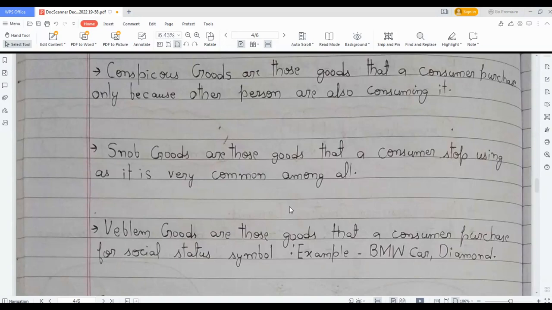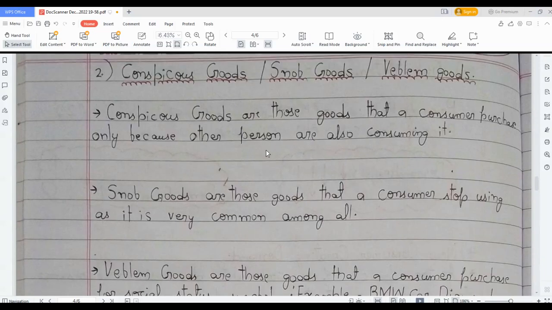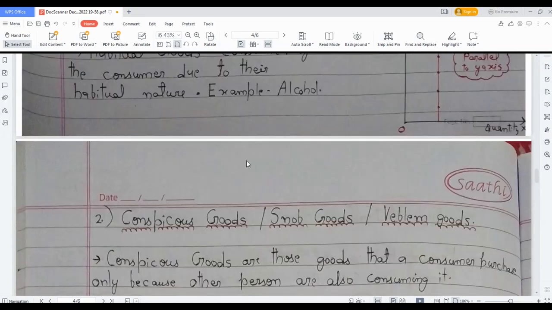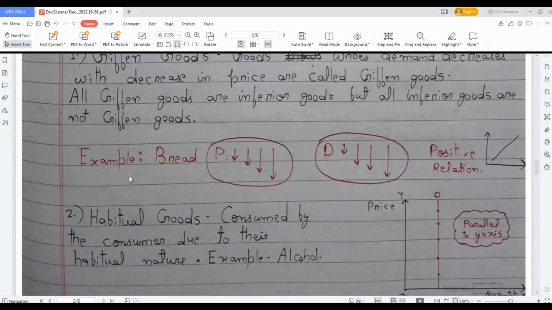Now, Veblen goods are those goods that are purchased to show social status, or prestigious goods. Examples are the car and diamond. These are purchased by rich people to show and maintain their social status. So all these three do not follow the law of demand, where with an increase in price the demand decreases and with a decrease in price the demand increases. This does not happen in these three cases, or in the habitual goods case.